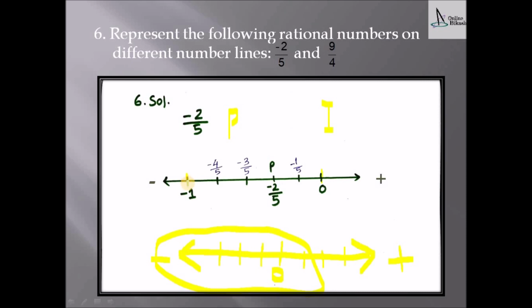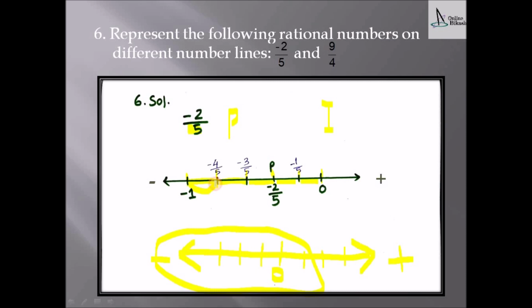Then in how many parts will I divide them? According to this denominator, it is 5. So I have to divide them into 5 equal parts. This is 1 part, this is 2, this is 3, this is 4, this is 5. Don't count this line. If you count the lines, you will only get four lines. So you count the divisions.